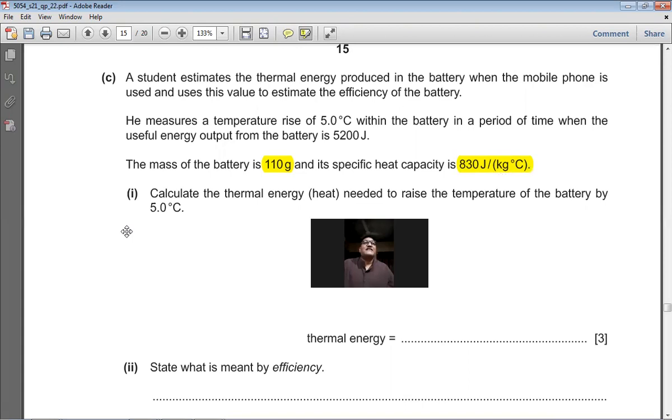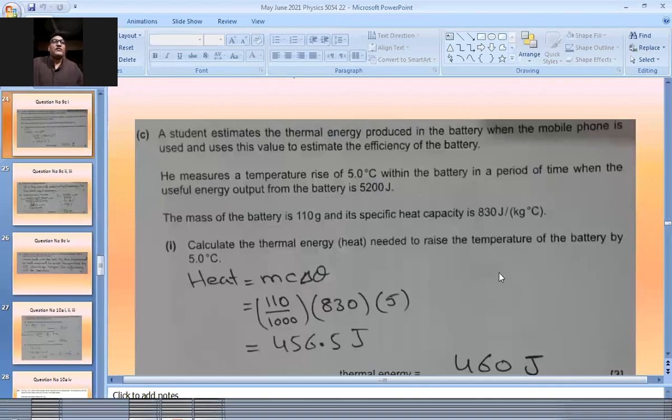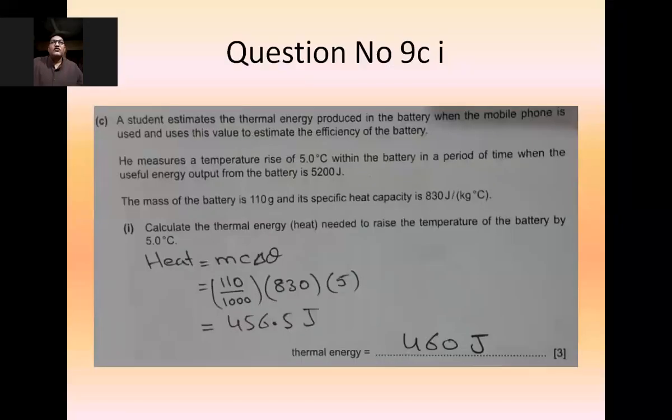So let's go to my solution and we will see what we have done there. So here we go. On your screen, the solution is coming up. Heat is equal to mc delta theta. The mass is 110 gram. To convert it into kg, I will divide it by 1000 because in 1 kg there are 1000 grams. The C value is 830 joule per kg per degree centigrade, and the delta theta, change in the temperature, is 5. Just enter them in the calculator.